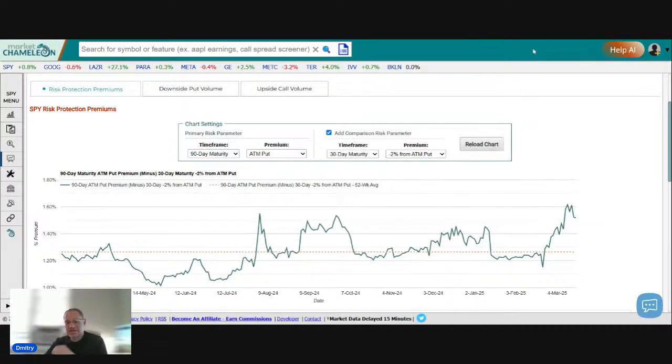And here we see that it's 1.52% relative to a historical average of 1.26. So that's on the higher end of the history, if we compare it to here.